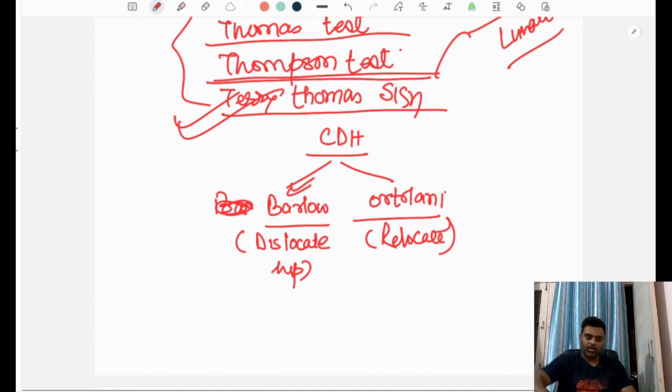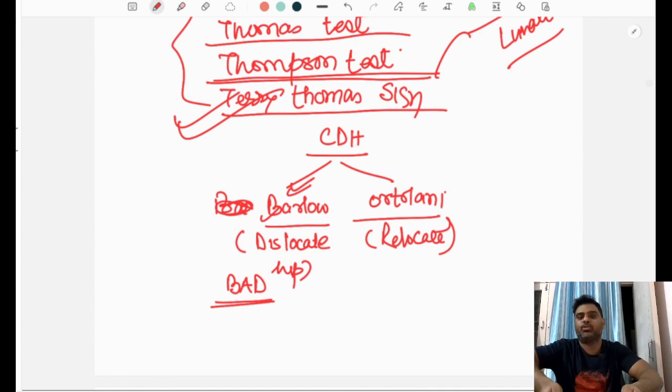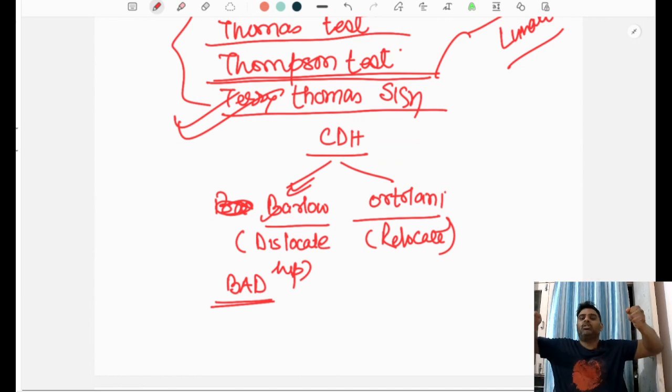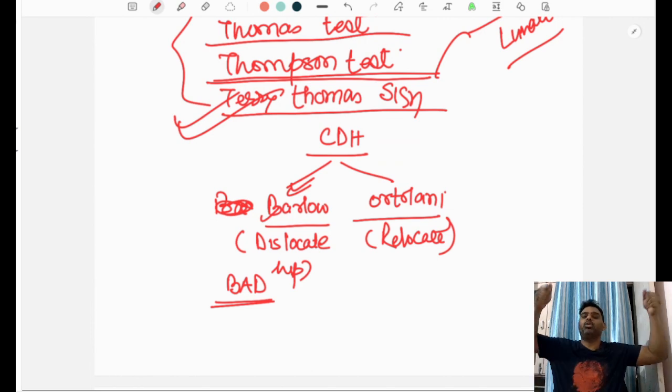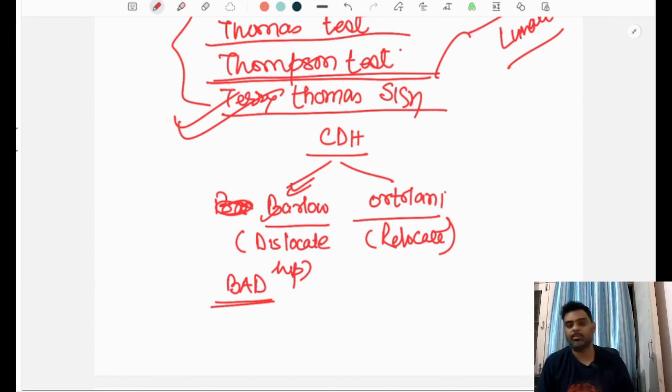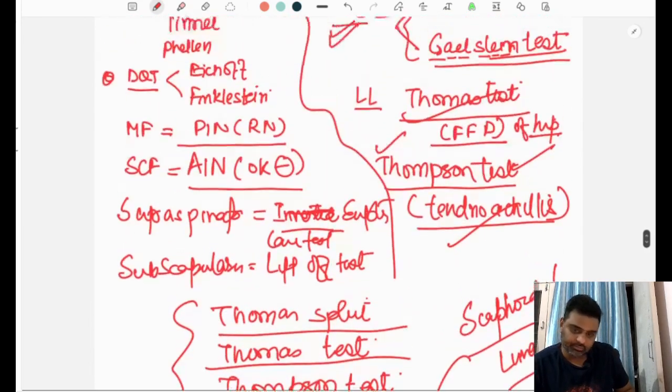So what you do in Barlow, please remember Barlow, say bad. You adduct the child and apply a push force. So there is dislocation of the hip joint, and then when you do the opposite, that is you abduct the hip joint and pull, there is relocation. So in Barlow you adduct and push, and in Ortolani you abduct and pull. This is congenital hip dislocation. They have been asked a lot of times. So these are all the tests.